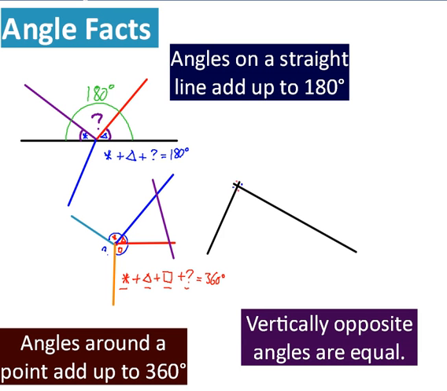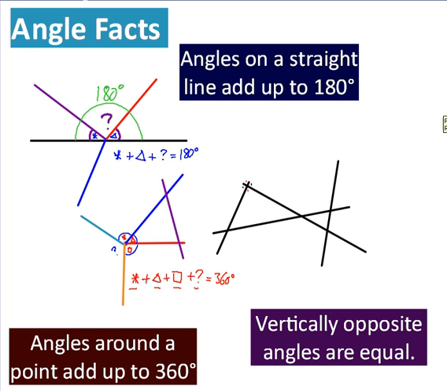If we put in some more black lines, then we've got some more vertically opposite angles. These two are vertically opposite. These two are vertically opposite. These two are not vertically opposite. The one that's vertically opposite with this one is this one. These two then are vertically opposite.